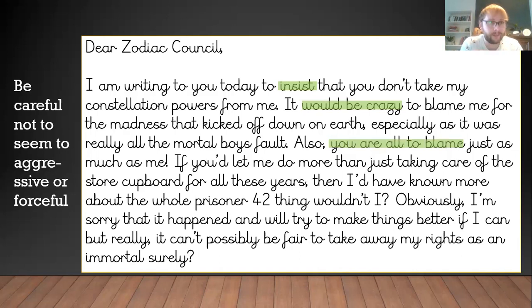You are all to blame, trying to flip it so that you're saying that they're the ones in the wrong. Again, you're going to be getting them against you, not on your side. You're not persuading them. You're pushing them away. And that's the opposite of what you're trying to do with this piece of writing.